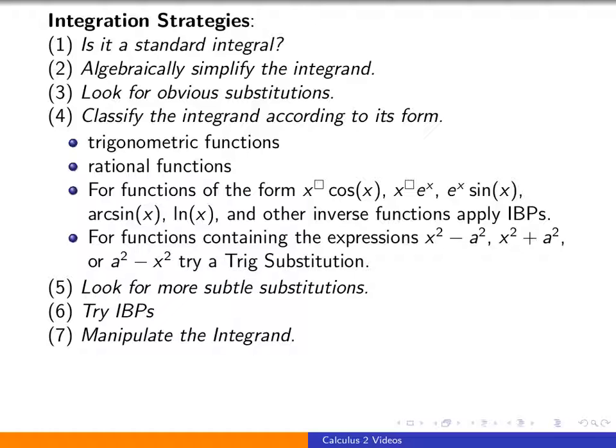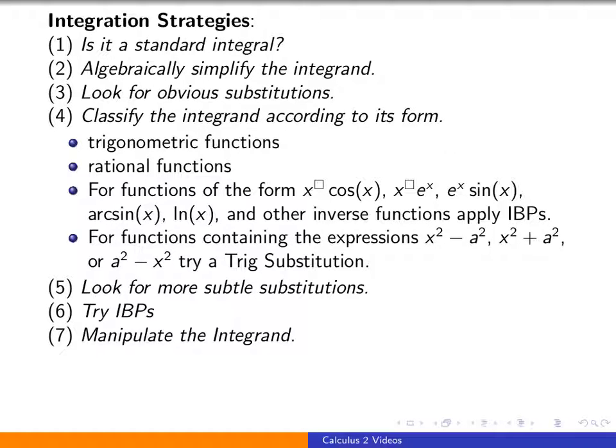If it's a rational function, we could try to do a partial fraction decomposition. For functions of the form polynomial times cosine or sine, polynomial times an exponential, and so on, apply integration by parts. If it contains one of the desired expressions for a trig substitution, apply the trig substitution.